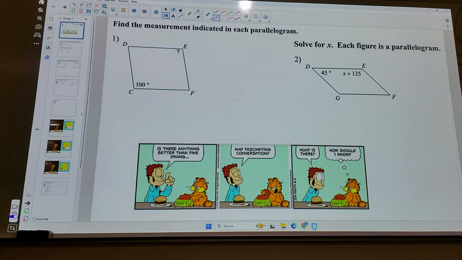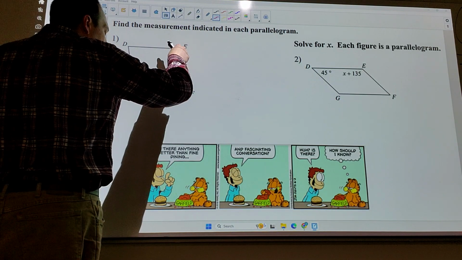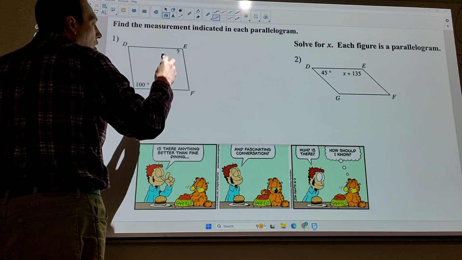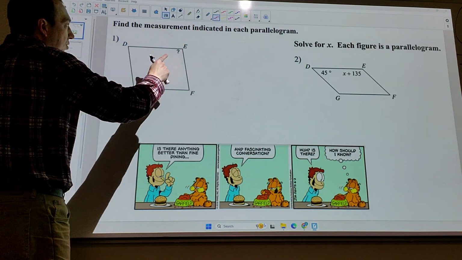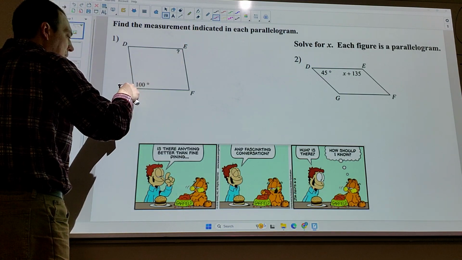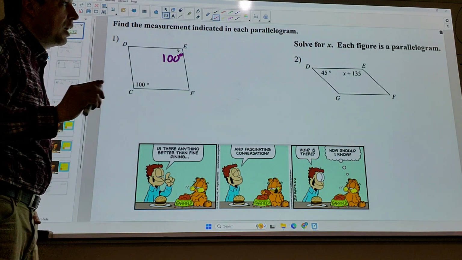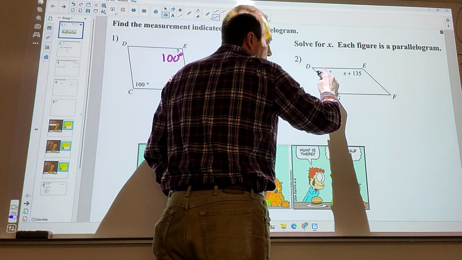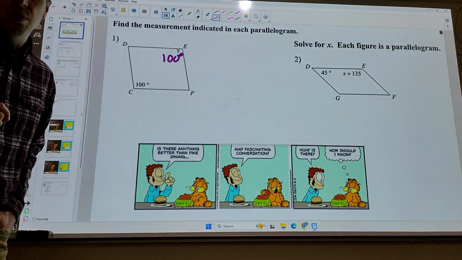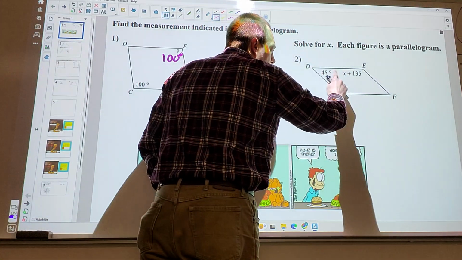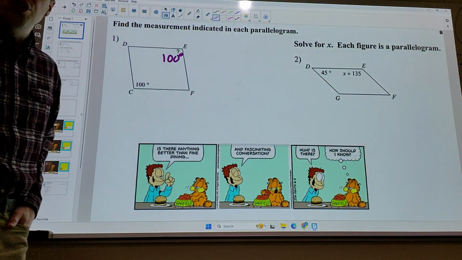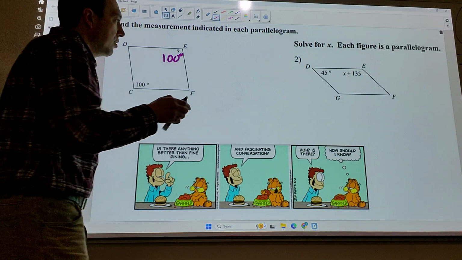All right, parallelograms. You should know that opposite angles of a parallelogram are equal. So if I want to figure out what this is, it's simply 100 degrees. These two angles are not equal. These two angles add up to 180 degrees.